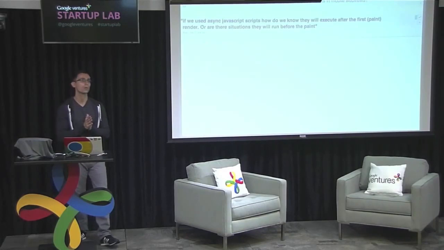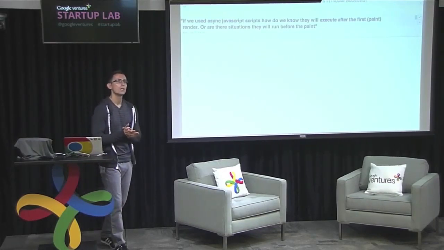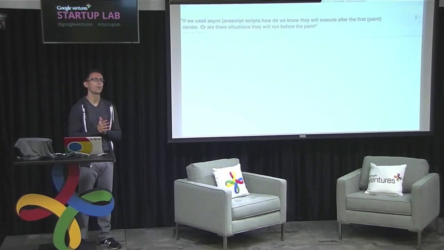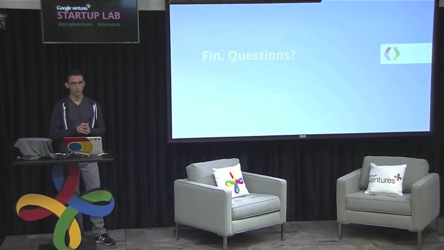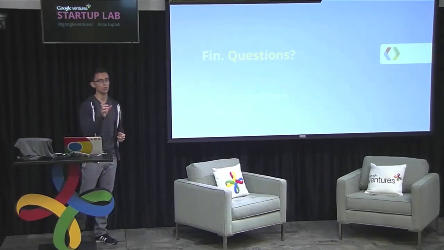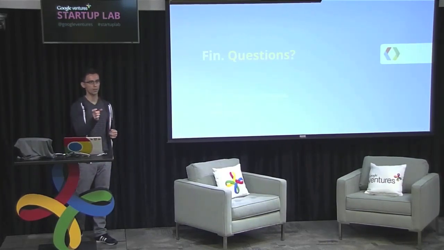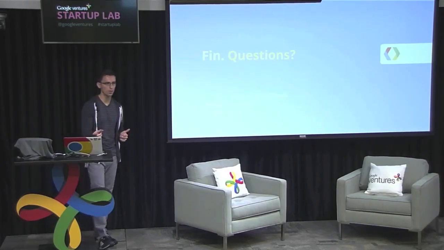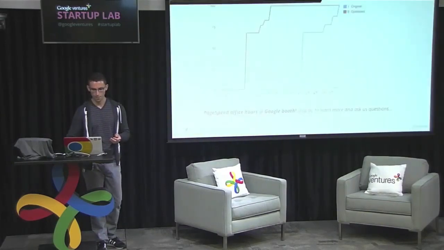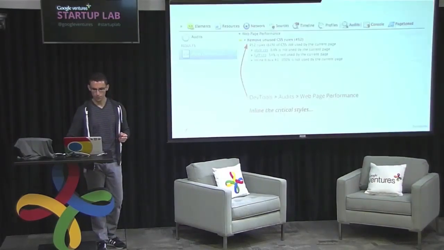And then the second question is, if we use async JavaScript scripts, how do we know they will execute after the first paint render? Or are there situations where they will run before the paint? So what you want to do is make sure that we render something useful and then load it after. So the question is, how do you load it after? The simplest one is to register a function on the onload event of your page. And then as part of that onload event, you do other things. And in fact, if I go back, I don't know if they'll be able to see this.